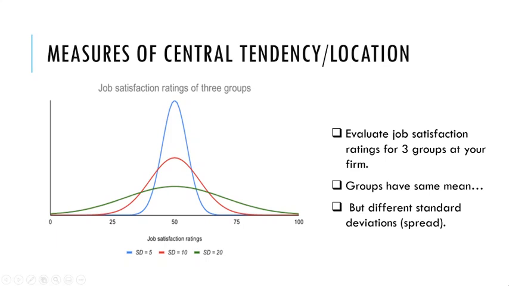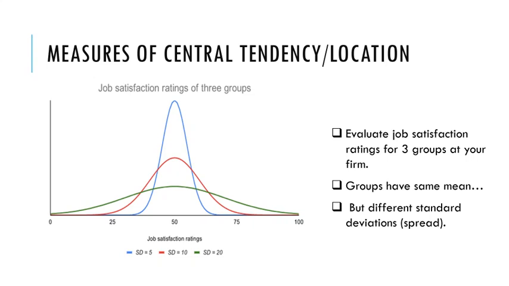And the answer is no, because while these 3 groups have the same mean level of satisfaction, they have very different standard deviations, which refers to the spread. And we'll define that better later. But look at the blue group. Now, the blue group has a high level of satisfaction at 50. Well, I'm assuming that's high. But it's pretty tight. So whether it's high or not, people don't have huge differences in opinions.